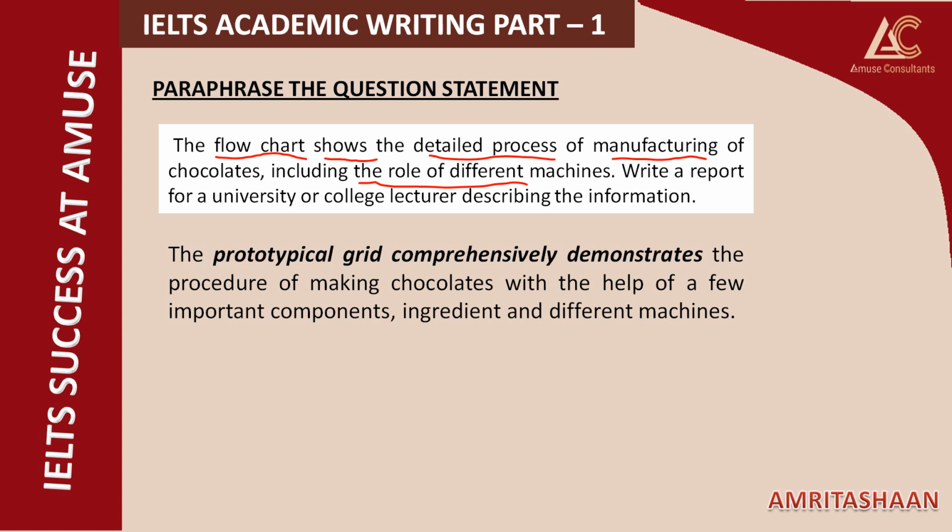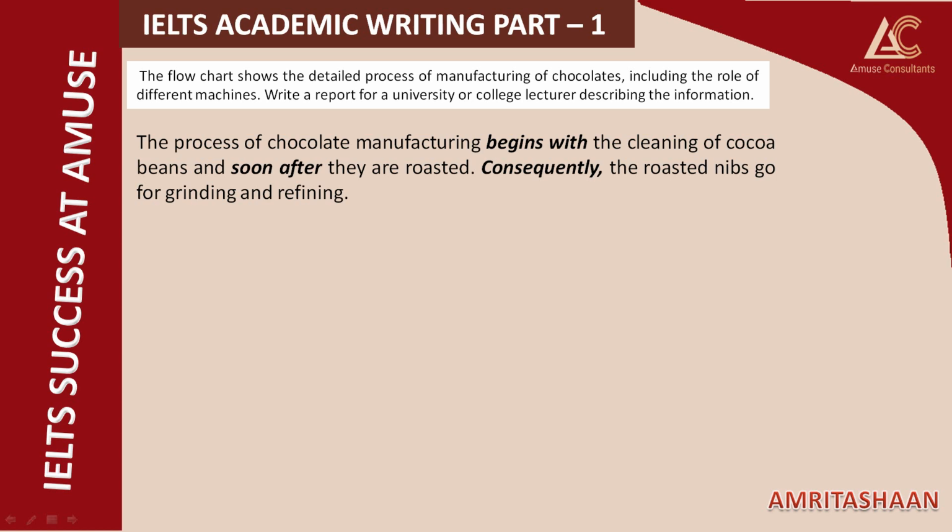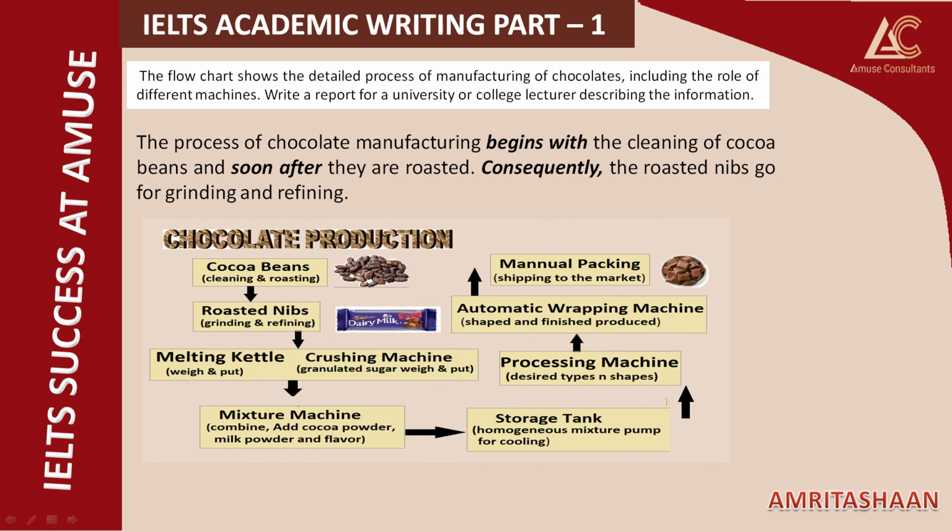So the first step is done, and now we are going to our second. Now we have to start our description. We are writing a complete report on how the process is being completed. So, dear learners, if you look at the first box, cocoa beans, cleaning, roasting, they are talking about the cocoa beans being cleaned and roasted. Roasted nibs are ground and refined. So I am taking these two points in my first description.